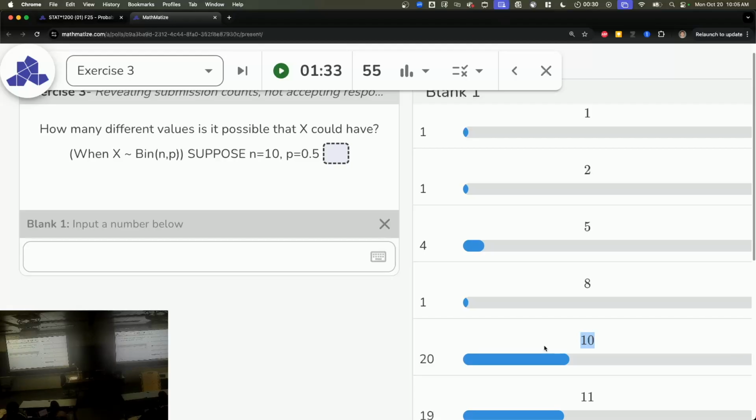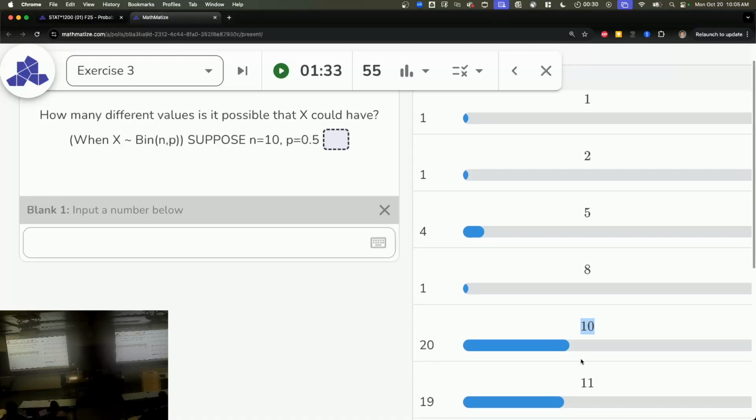Unfortunately, 10 is wrong. It is not 10. And I will reveal, in fact, that 11 is correct. So if you said 11, congratulations. Way to go against the crowd and still get the right answer. This is very confusing when you first see it. Why is it 11? You told me n equals 10.